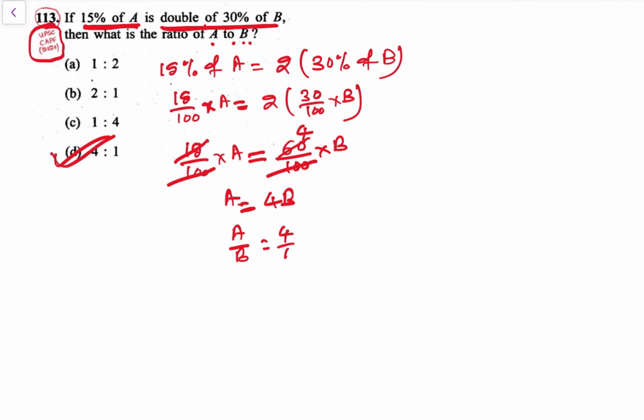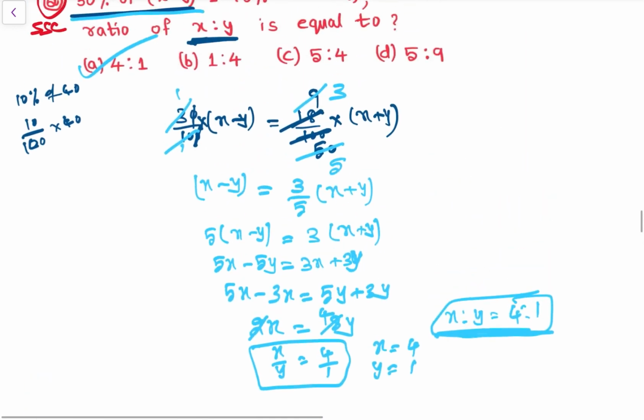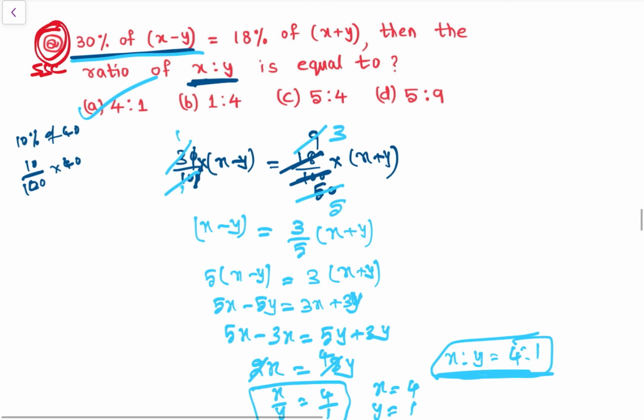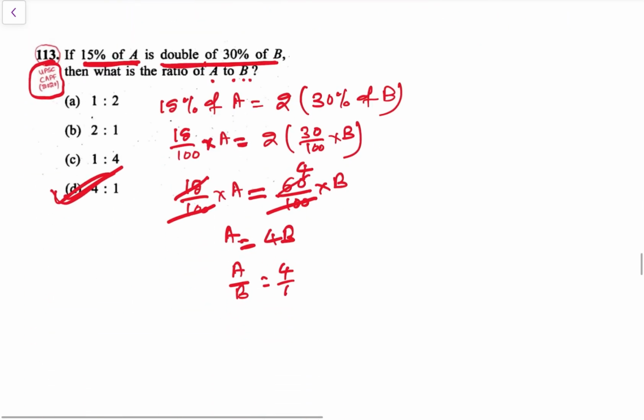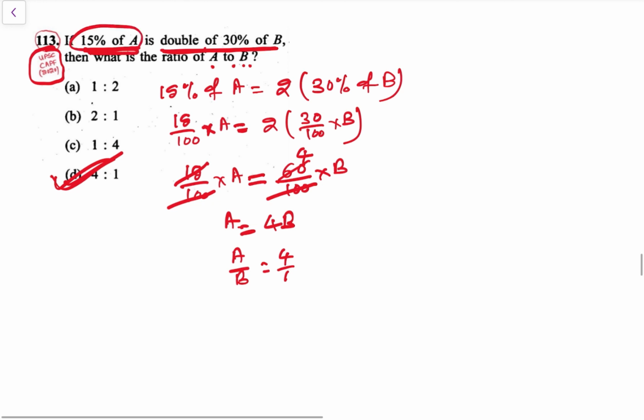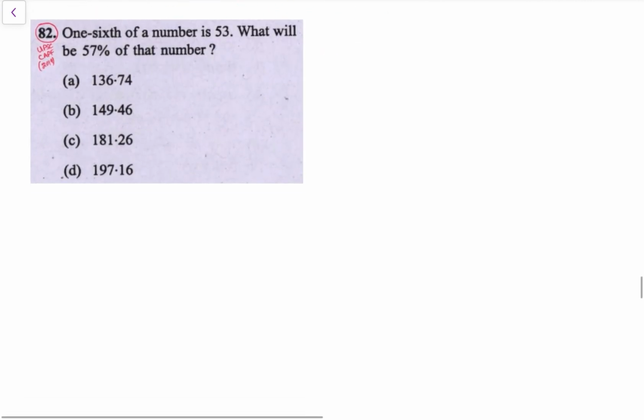So this question and the previous question are of similar nature, but the expression is different. Only here the expression is in the form of x plus y, and here the expression is in the form of A and B, double of a number. So the ratio came. Now let's do another question.